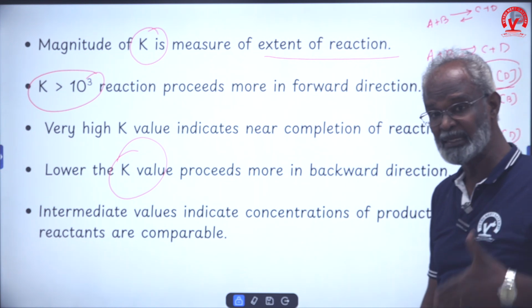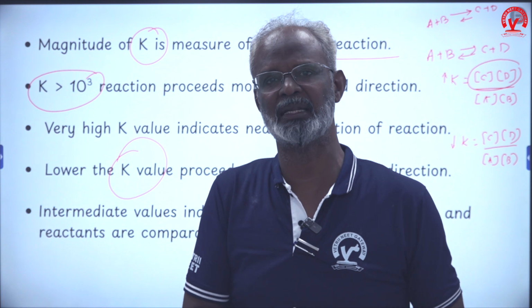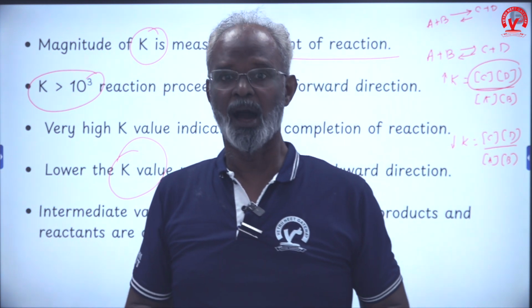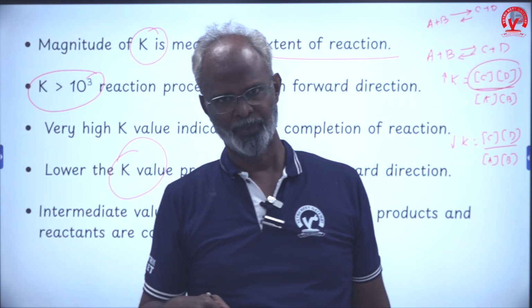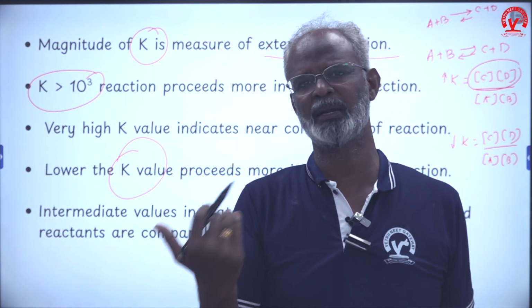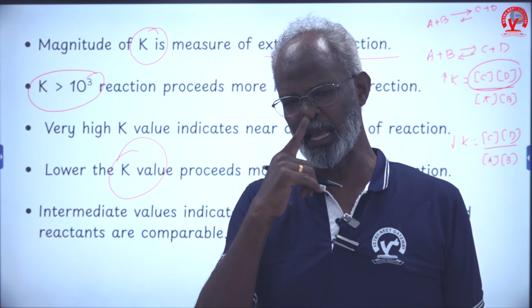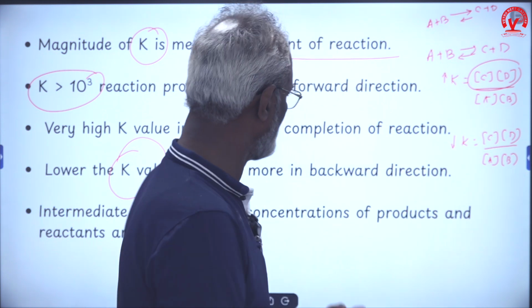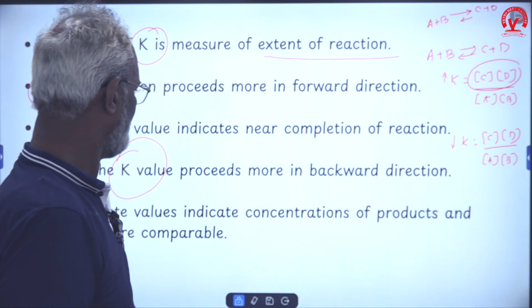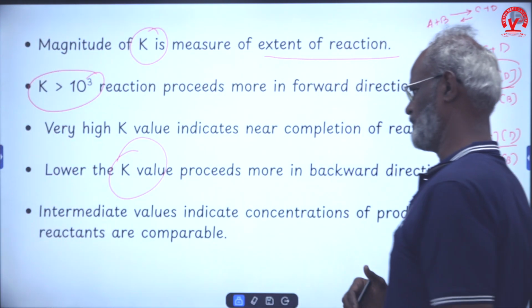So a low K value simply means the reaction proceeds only to some extent in the forward direction, or the reverse reaction happens more. If there is a very low K value, then the reaction does not proceed at all in the forward direction; only the reverse reaction happens. So that is what is indicated by the lower K value.